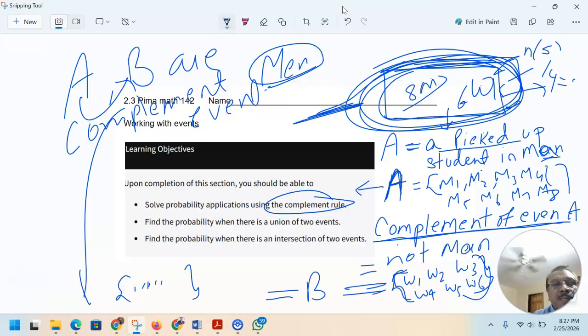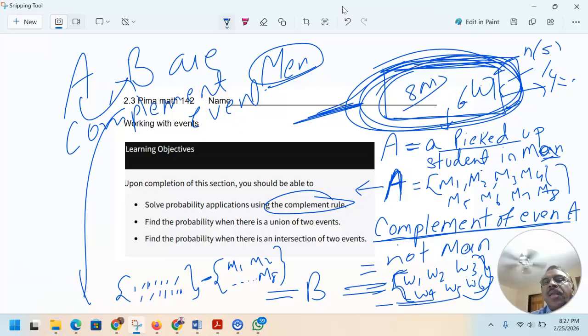All 14 men and women. But from here, you're taking away man. You're taking away man, M1, M2, and like this till M of 8. So that's what this B is. B basically means everything from here, but other than the woman, I mean, other than the man.